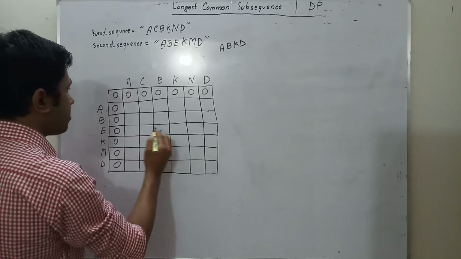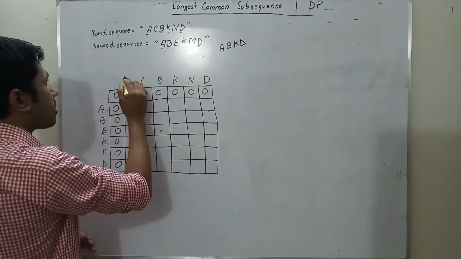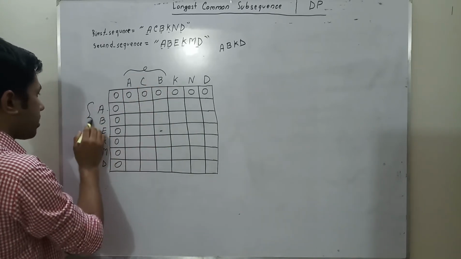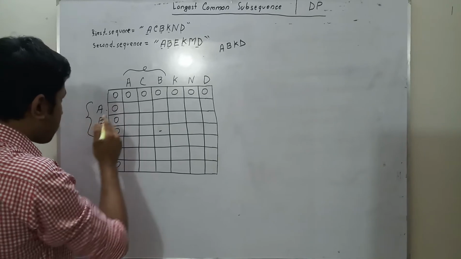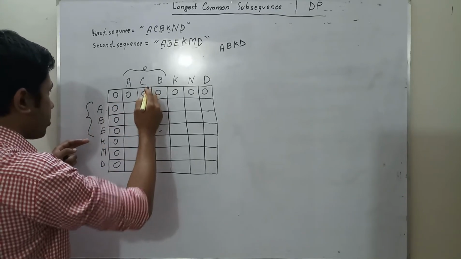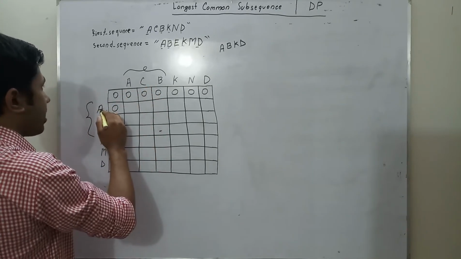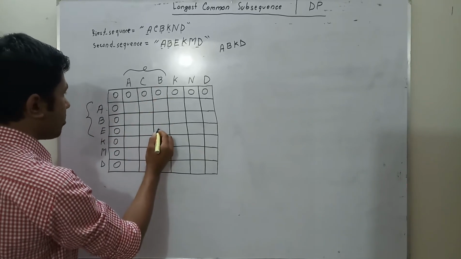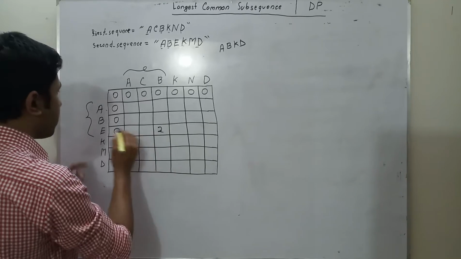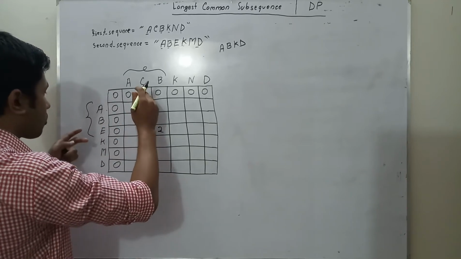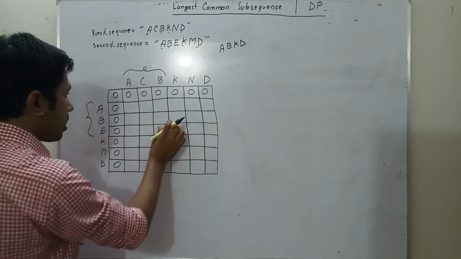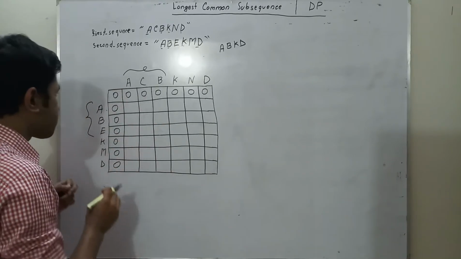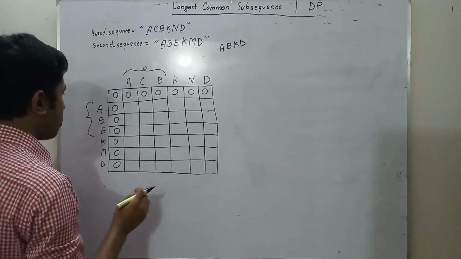Suppose for this field, here A, C, and B, and here A, B, and E. From these two sequences, A and A is matched and B and B is matched. So for this field, the value will be 2, two matched characters from those two sequences. Now we will see how we can solve it for the whole table.